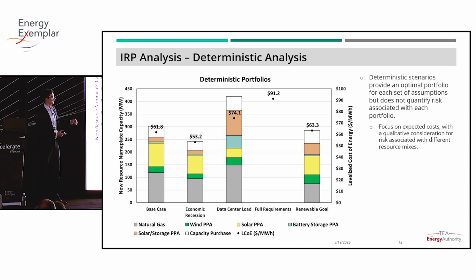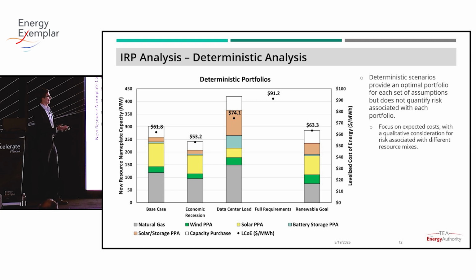The bars here represent, at the end of the 20-year period, the nameplate capacity of new resource investments for this utility, and that belongs to the left-hand y-axis. On the right-hand y-axis, we have the levelized cost of energy across the 20-year period, and that's shown with these black dots for each scenario. Now, I do want to mention these numbers have been obscured just because this resource planning study hasn't been made publicly available yet.